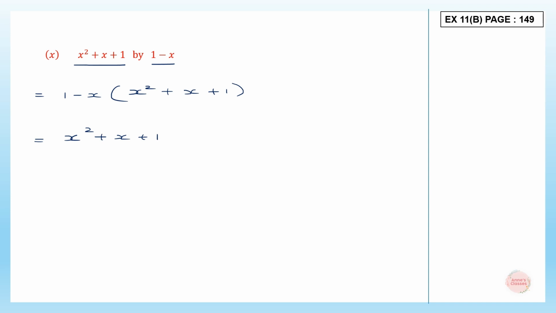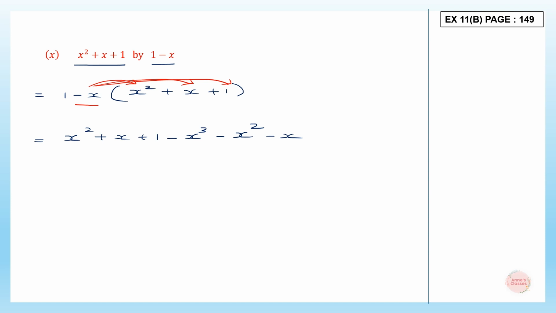Let's multiply with minus x into x square. So minus into plus is minus. X into x square is x to the power of 1 plus 2, which is 3. Now we multiply minus x into plus x. So minus into plus is minus. X into x is x to the power of 2. Then we multiply minus x into plus 1. So that's minus x into 1, which is minus x.